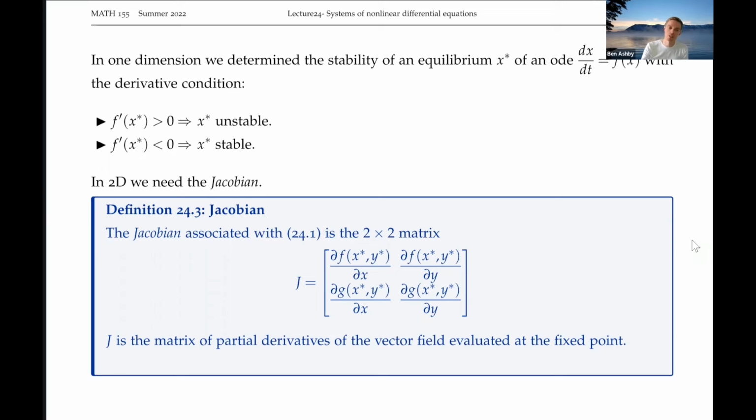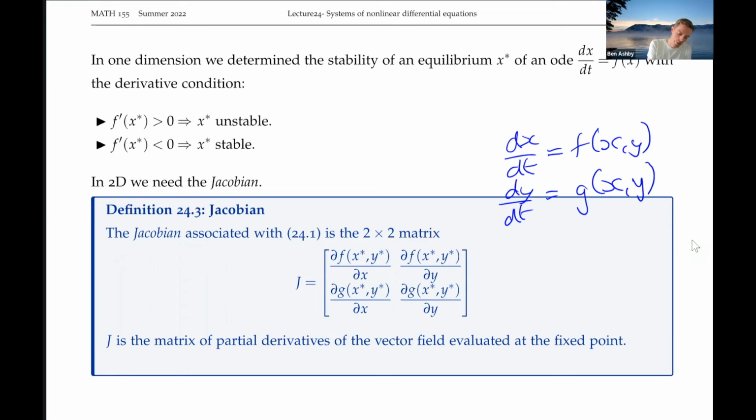In two dimensions, we need to look at something called the Jacobian, which is a matrix. This matrix is composed of the partial derivatives of f and g. So recall we've got a system dx/dt equal to f(x,y) and dy/dt equal to g(x,y). So this Jacobian here is just the matrix of all the partial derivatives, and that matrix is evaluated at our equilibrium x star, y star.